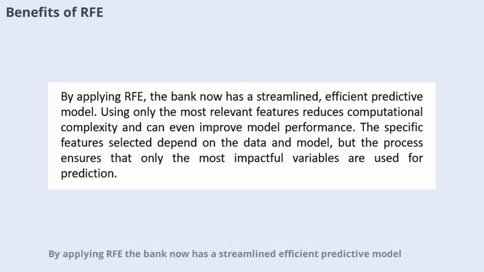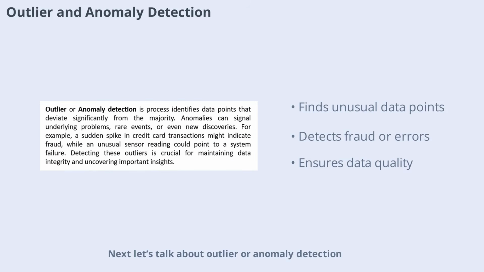By applying RFE, the bank now has a streamlined, efficient predictive model. Using only the most relevant features reduces computational complexity and can even improve model performance. The specific features selected depend on the data and model, but the process ensures that only the most impactful variables are used for prediction. Next, let's talk about outlier or anomaly detection.